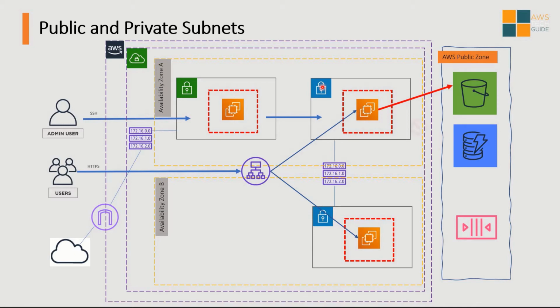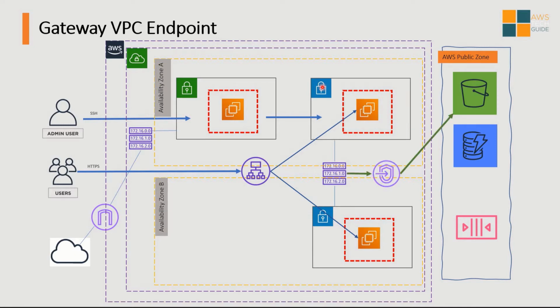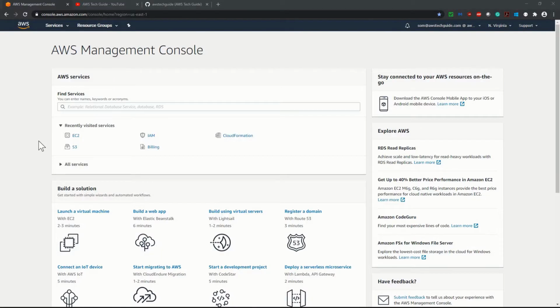Then we will create a gateway endpoint, which is this, and we'll link that gateway endpoint to the route table of the private subnets. Then we will try to access this S3, which is in the AWS public zone, from this EC2 instance, and we'll see how it is connecting. Here I am already logged in to my AWS management console.